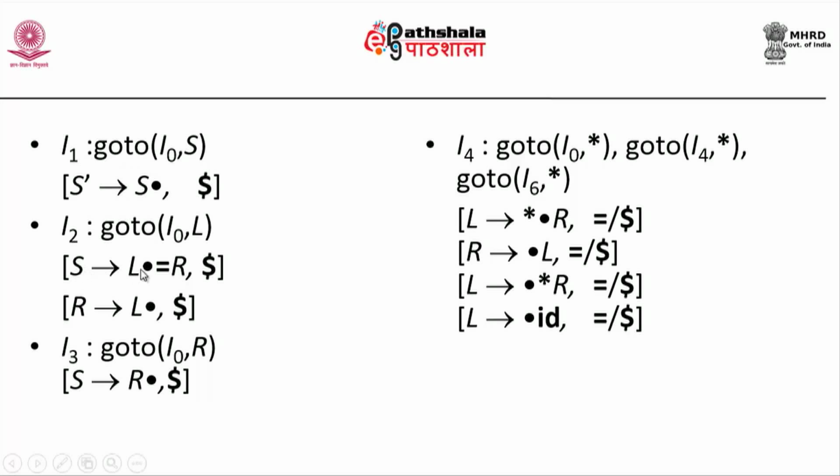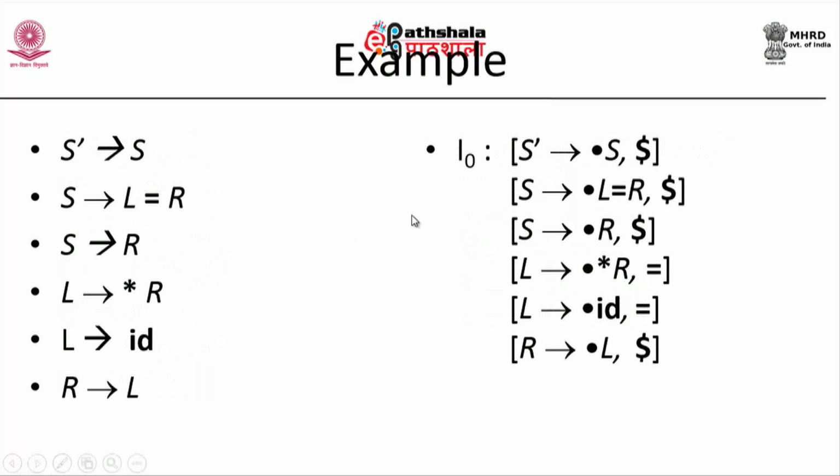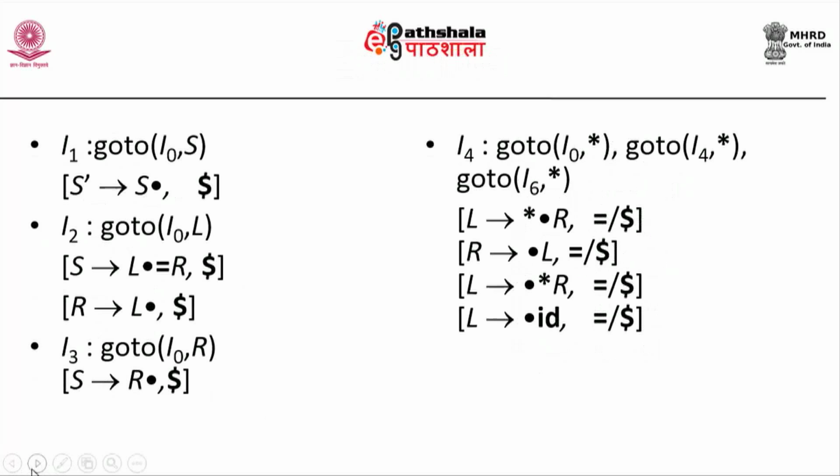I2 will be L dot, I0 comma L, which is L dot equal to R comma dollar and L dot comma dollar, that is looking at I0 comma L. Two components will qualify with a dollar at the end, and I0 comma R is I3, so shifting the dot by 1 position to the right, I have a dollar here. I4 will be I0 comma star, I4 comma star and I6 comma star, I have the same items here. Star dot R comma equal to slash dollar. So why am I having equal to slash dollar here?